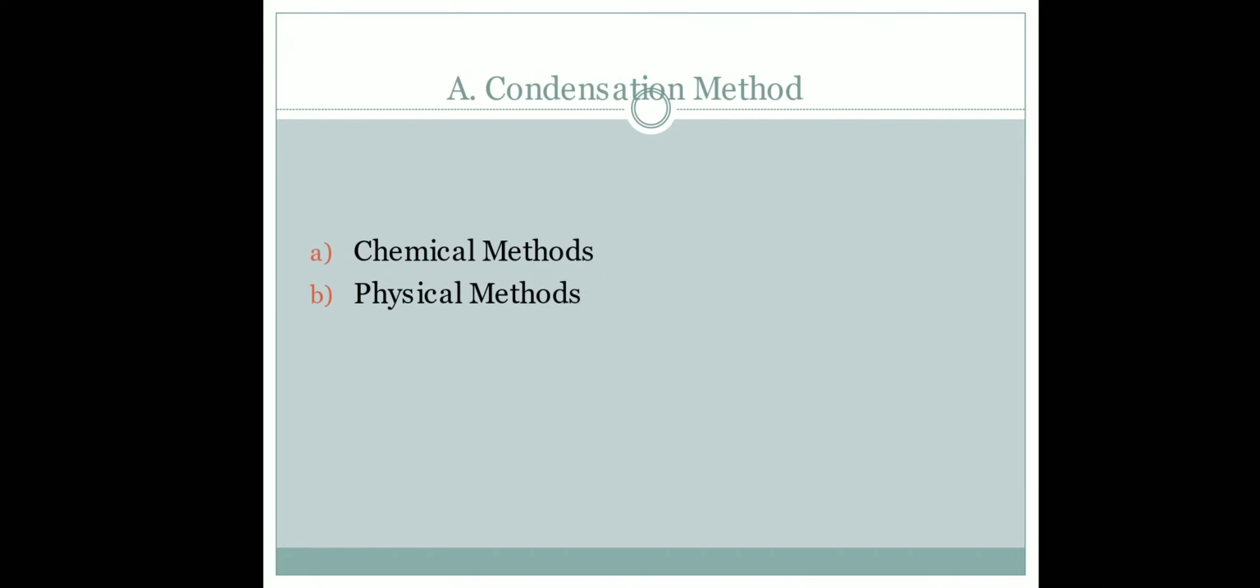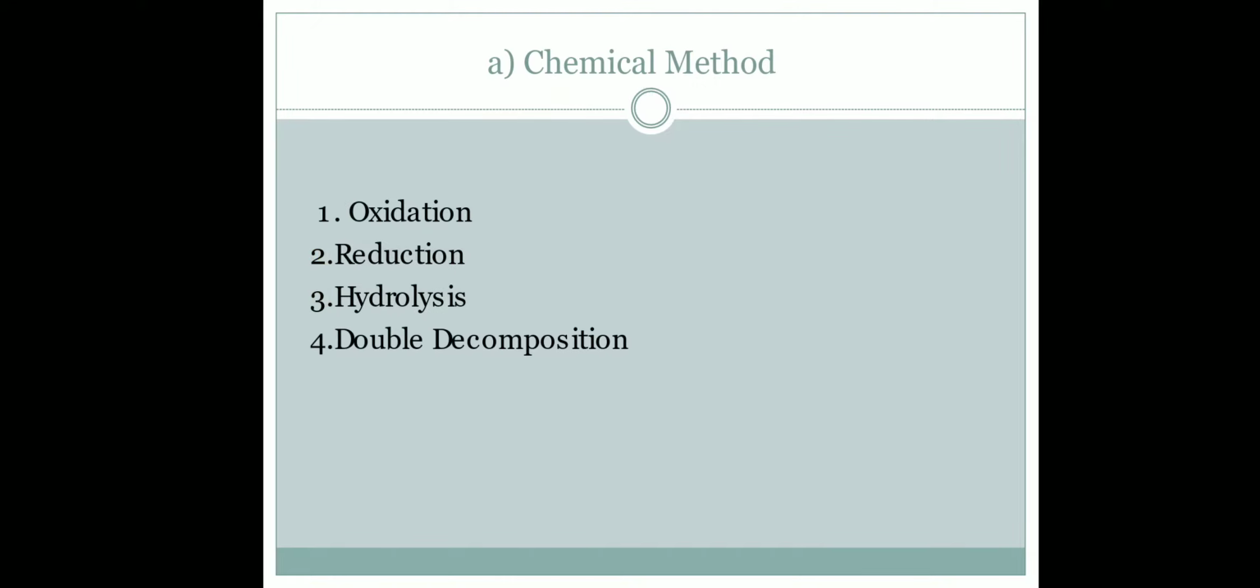Condensation method. There are two types of condensation methods: one is the chemical method and the second is the physical method. There are four types of chemical methods and two types of physical methods. The four different types of chemical methods are oxidation, reduction, hydrolysis and double decomposition.